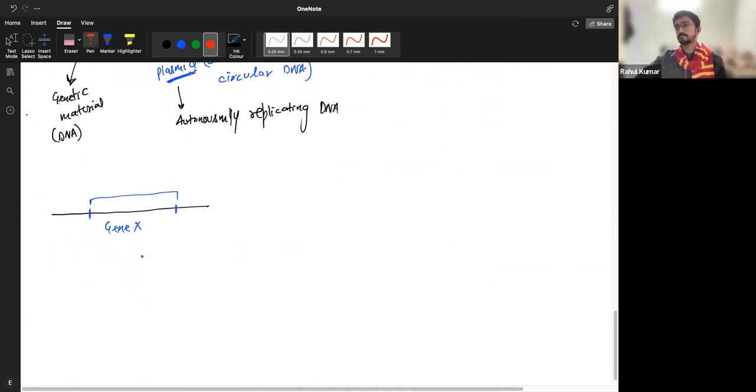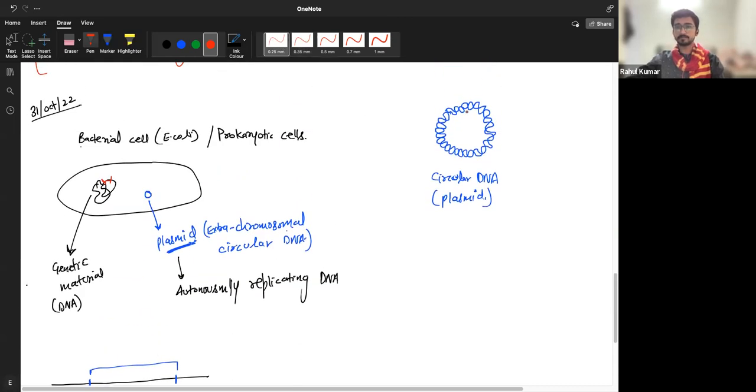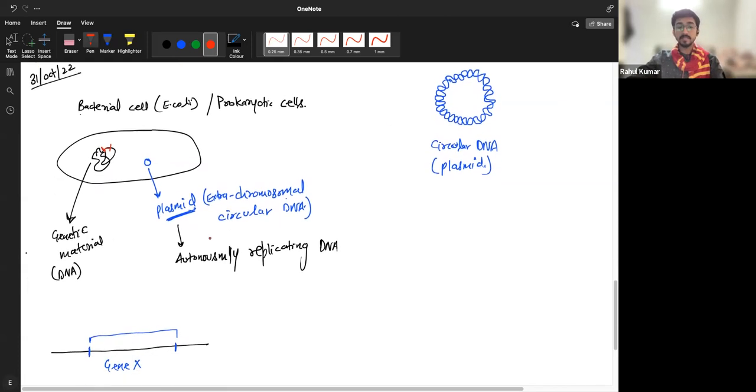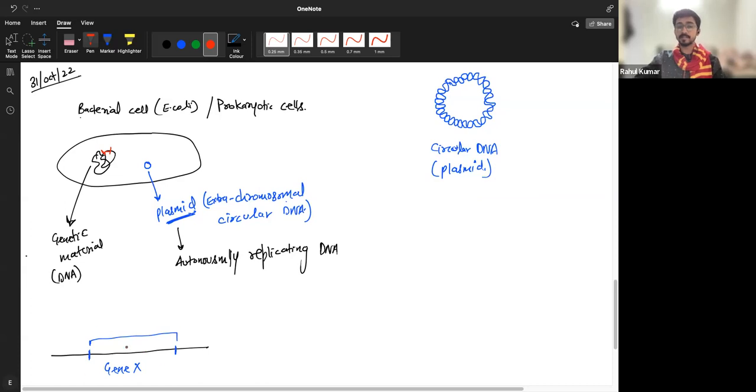So what we do is, any gene that we are interested in. As I told you, the plasmid is circular. First thing, to put anything in a plasmid, we need to cut both the plasmid and our DNA. So our DNA is somewhere, the gene of interest, this gene X, plus our plasmid. Forgive me for my drawing skills, but you understand this is a circular DNA, right, everyone? Yes, sir. So this is the plasmid.